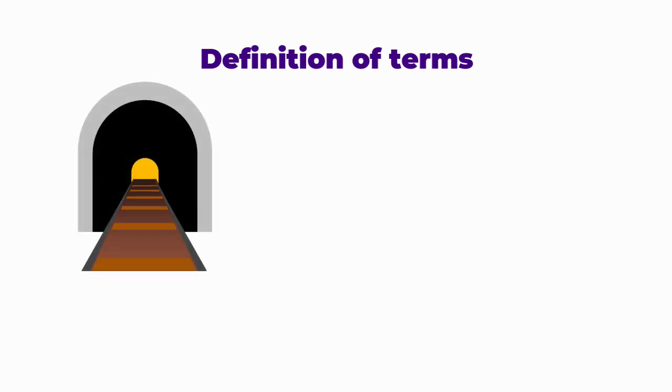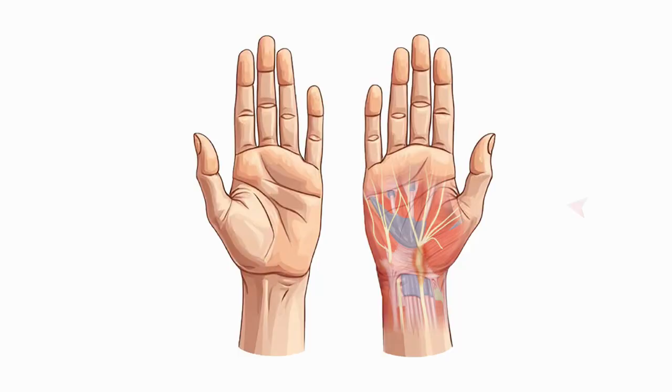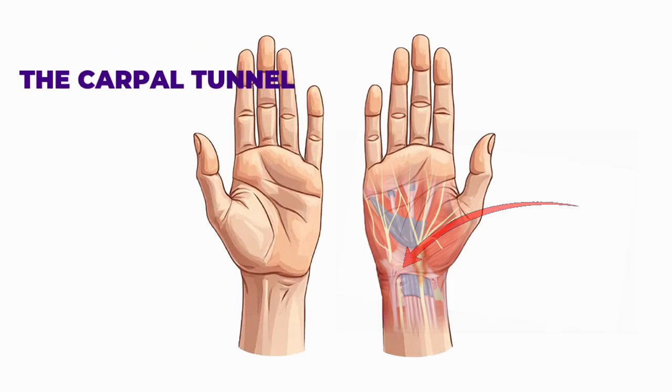Today I'll be speaking about a condition called carpal tunnel syndrome. I always like to define terms. Now, we know what a tunnel is, usually an enclosed space, and sometimes you go through a tunnel when you're driving or in a train. The body also has tunnels, and one of them is right there in the wrist, called the carpal tunnel.